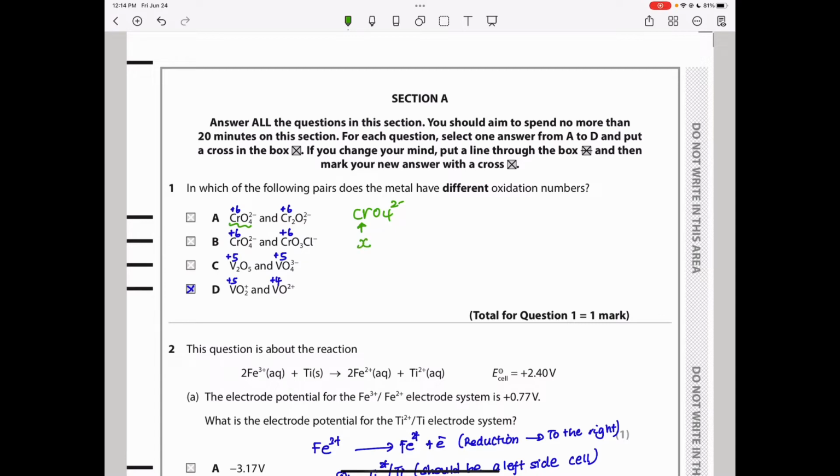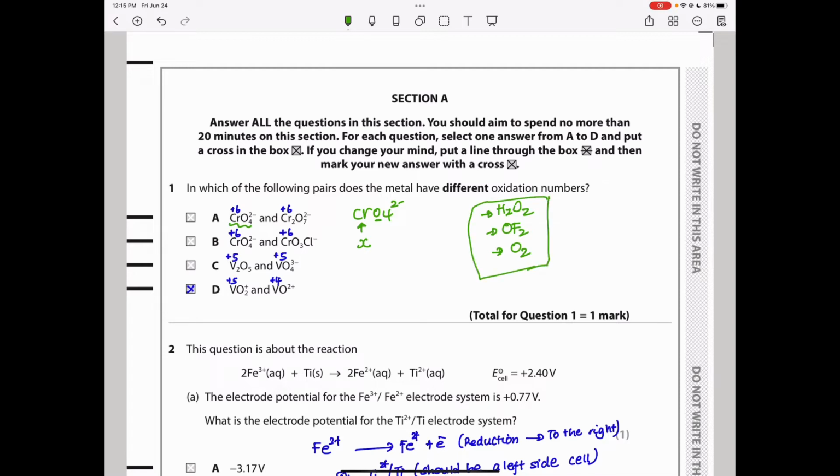I can call it X. And since we know oxygen is always minus 2 except in certain situations, such as in hydrogen peroxide, if it's oxygen attached to fluorine, or if it's oxygen in the elemental state, they are going to be different oxidation states. So any other compounds that have oxygen in them, it will always be minus 2, except in these circumstances.